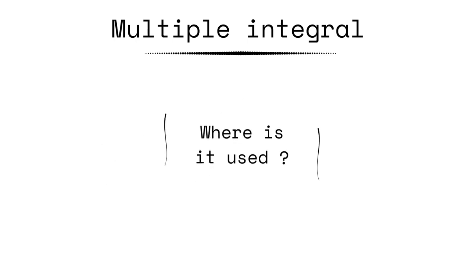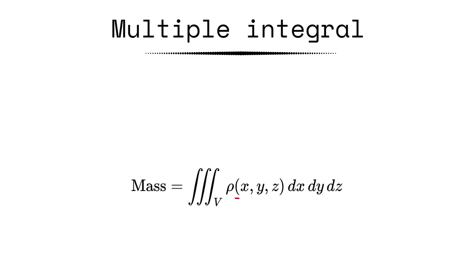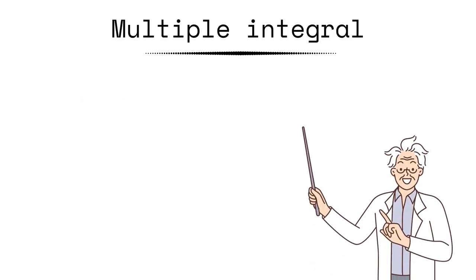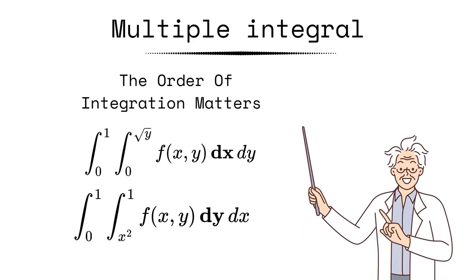Where is it used? Finding the volume of weird 3D shapes, or calculating the total mass of an object with varying density. Keep in mind, the order of integration matters. dx dy versus dy dx. If you switch the order, you must change your limits.